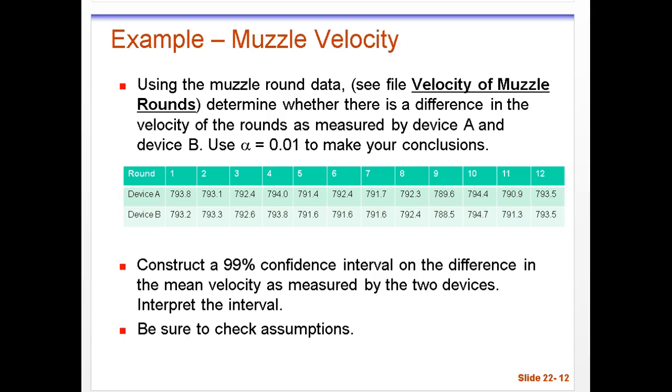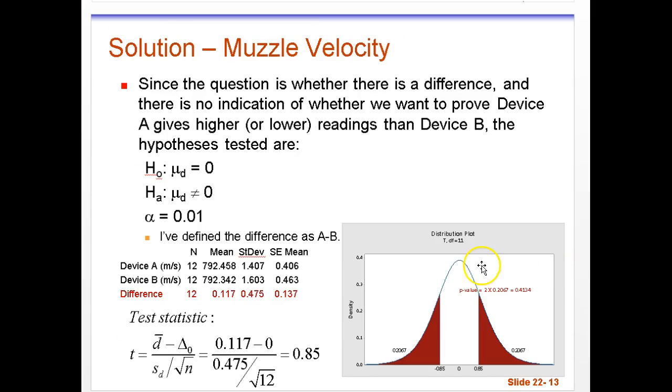Now, we are asked in the question to determine whether there is any difference in the velocity of the rounds, and I know the question doesn't specifically say that, but we've got 12 numbers for each group. Generally, what that means is we want to compare their average. So what's the average velocity from device A versus the average velocity from device B? Is there any difference? On the next slide, I've set up my null hypothesis.